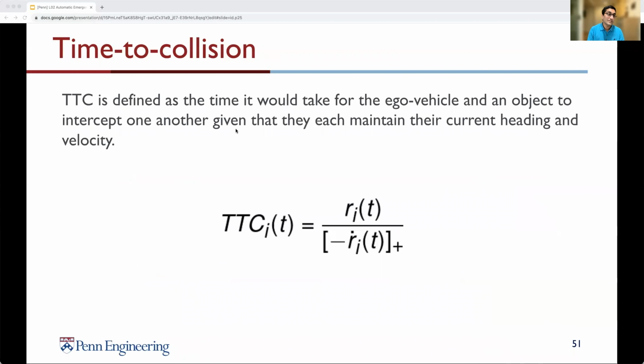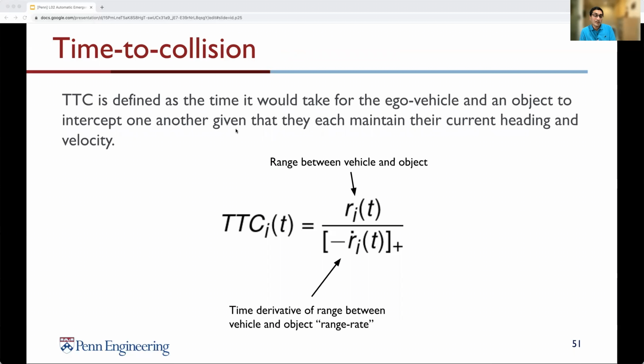So TTC is the time it would take for the ego vehicle and this object to crash into each other. Essentially, we look at this as a ratio of the range, or the distance between the vehicle and the object, divided by the time derivative of the range, or the rate at which this gap is becoming smaller. Because the gap is becoming smaller, it's a negative value, so we have the negative sign to make it positive. This time derivative of the range between the vehicle and the object is also called the range rate.